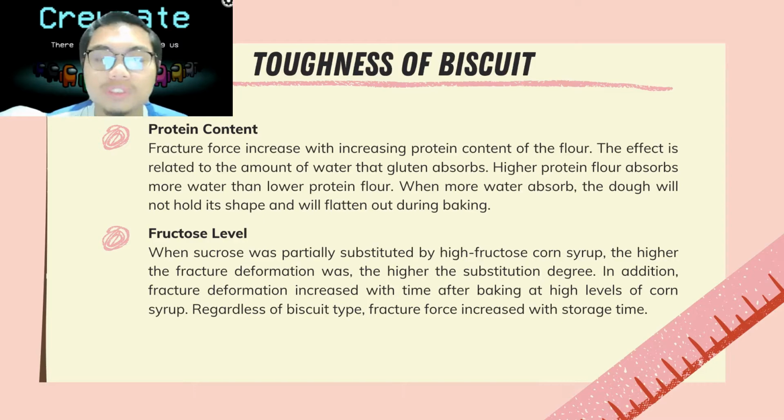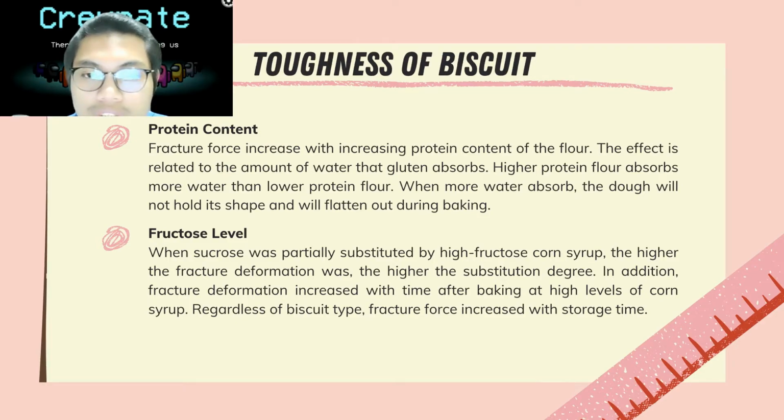So the first point is protein content. If the protein content of the flour is increased, the fracture force will also increase. The effect is related to the amount of water that gluten absorbs. Higher protein flour absorbs more water than lower protein flour. When more water is absorbed, the dough will not hold its shape and will flatten out during baking. But when less water is absorbed, the dough will be hard and it will make the toughness of the biscuit increase.